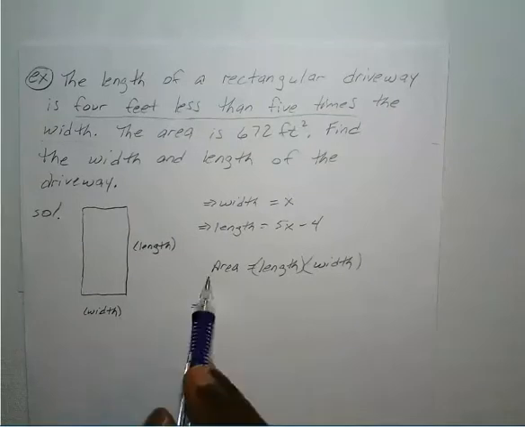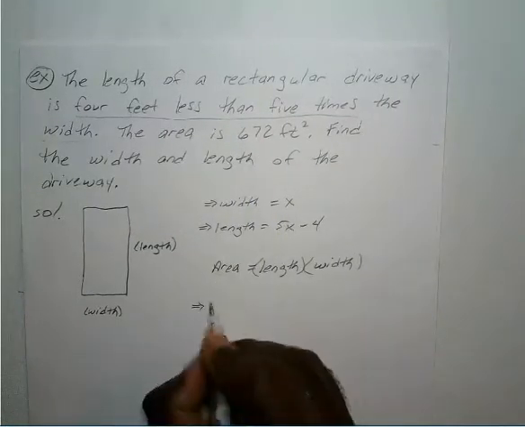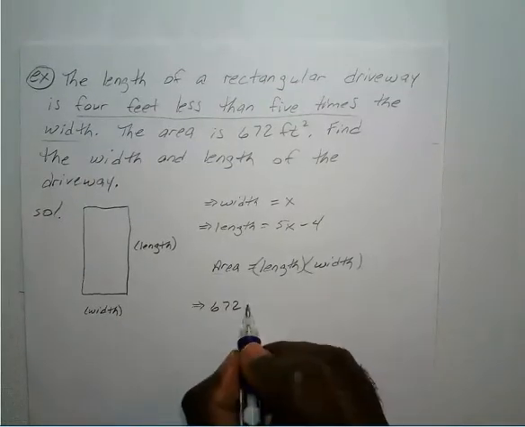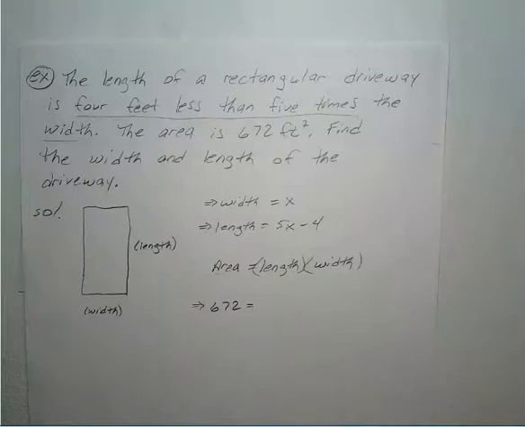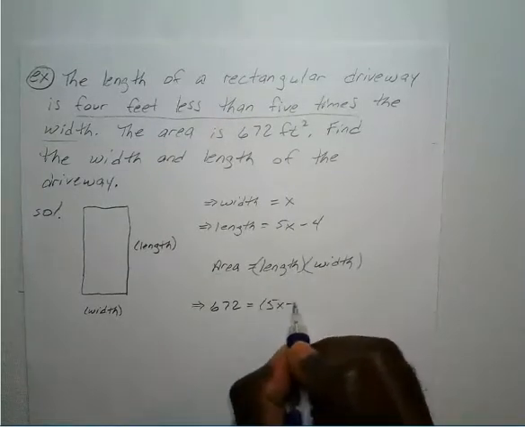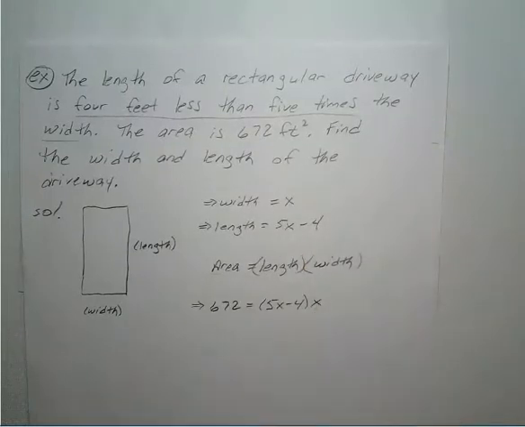Okay. So we know that the area is 672 square feet. So we can replace area with 672. And that's equal to the length times the width. So the length is 5x minus 4, and the width is x.